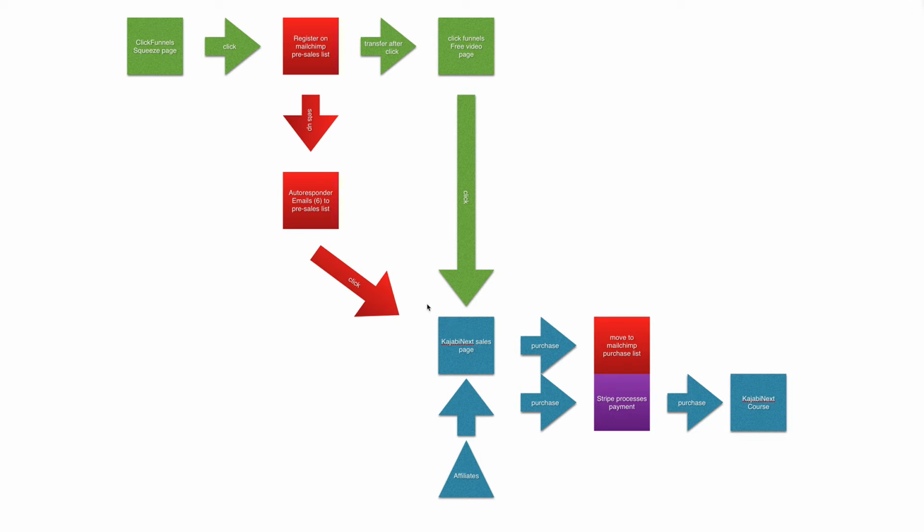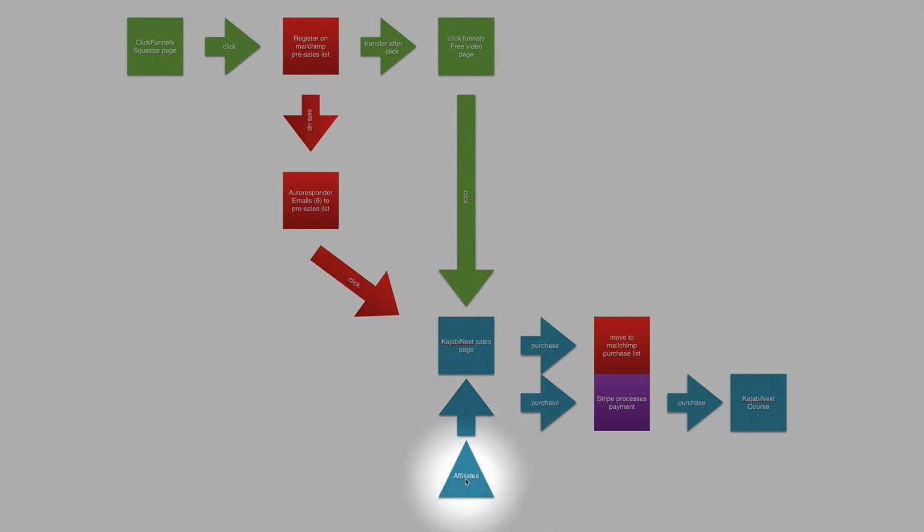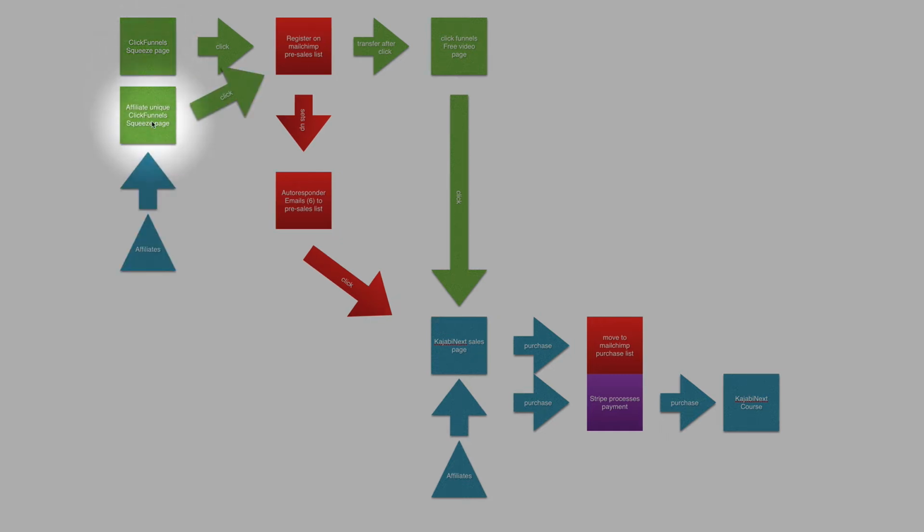I also mentioned affiliates. So what happens with affiliates? Well, I've added affiliates down here. KajabiNext has the ability to add affiliates, and they have the ability to come into the sales page and simply have their own unique link in there, so when somebody purchases, we give them 50% of the purchase price. Then I wanted to send affiliates straight into the ClickFunnels squeeze page, but long story short, I had to end up adding a duplicate funnel in ClickFunnels that was unique to each affiliate.